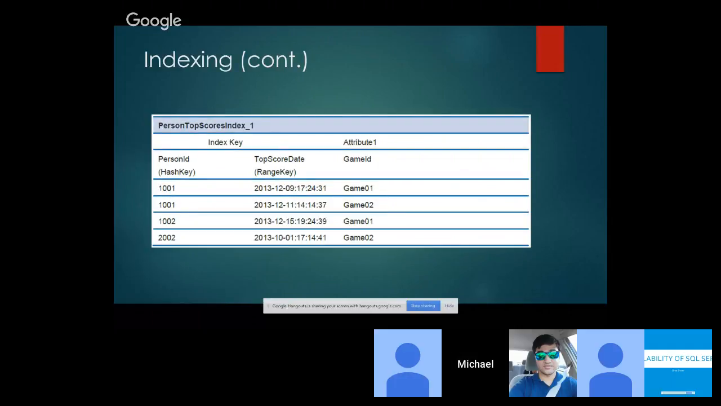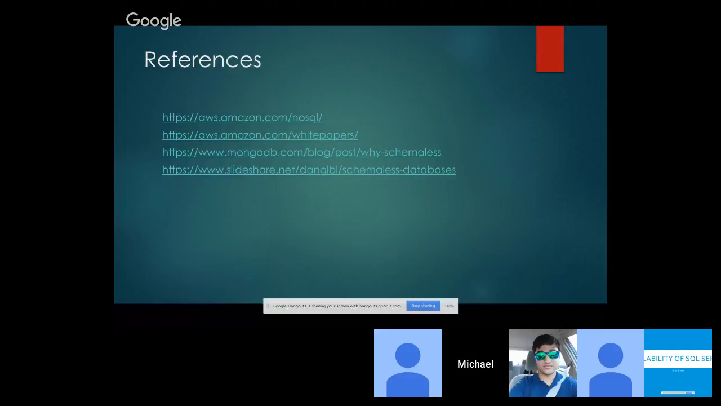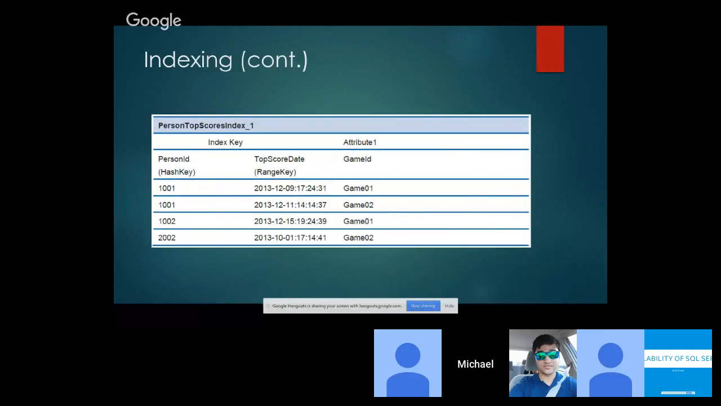And this is just a continuation of that table. And as I said, the actual differences between DynamoDB and HBase are how it's hosted. It's also differentiated by the actual terminology.